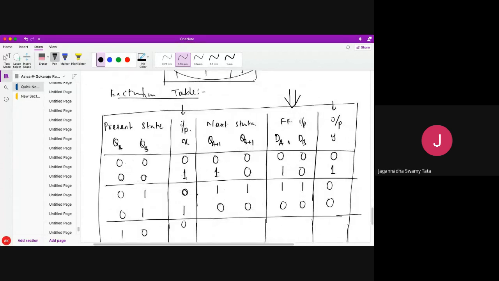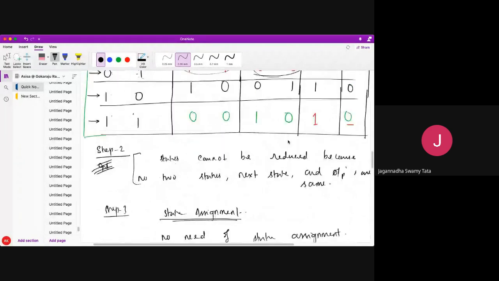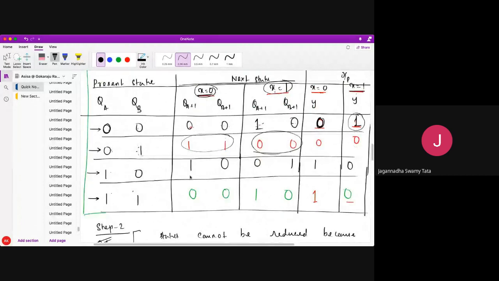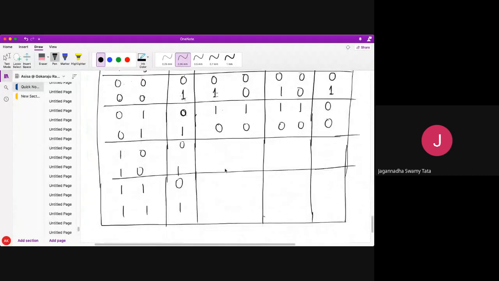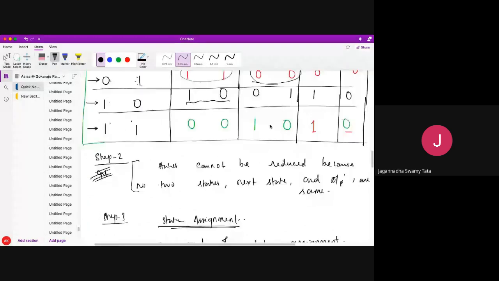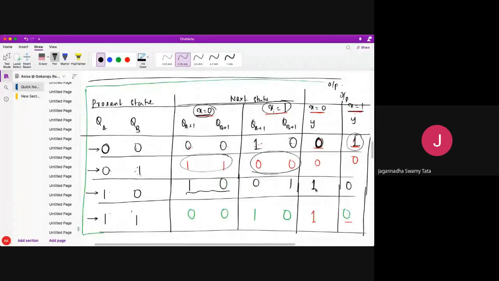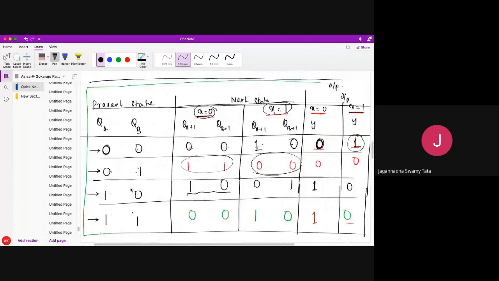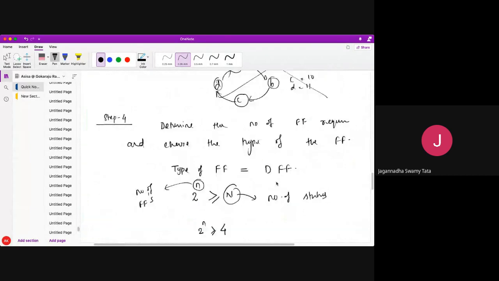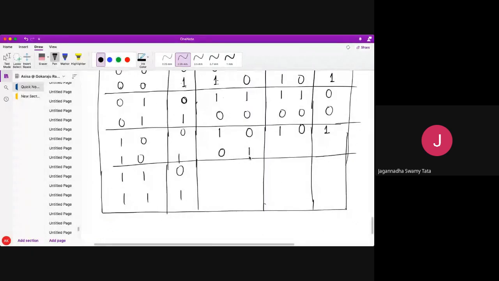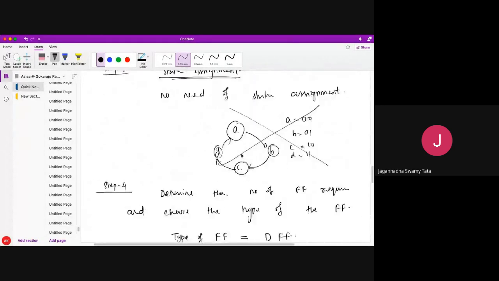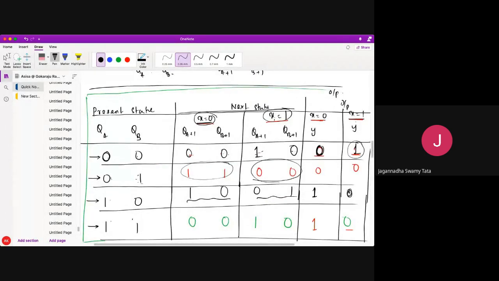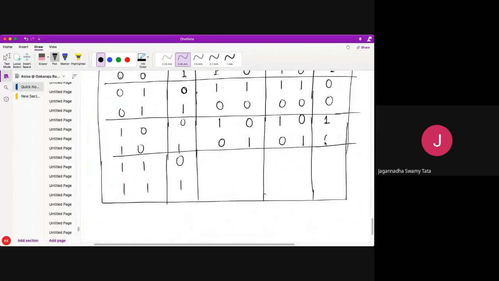Okay. Now you can see present state 1 0. At that time input is 0. What is my next state? 1 0. Okay, next state is 1 0. And what is D? Same, 1 0. What is my output? For input 0, my output is 1. Now for present state 1 0, if input is 1, what is my next state? 0 1. What is my D? Same, 0 1. What is my output? For input 1, output is 0. That only I am just reflecting, nothing else.